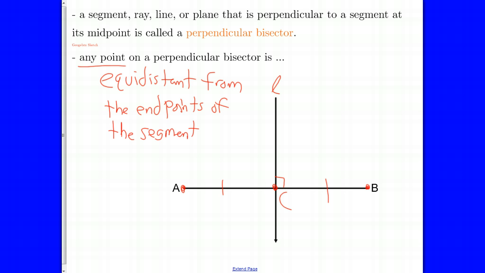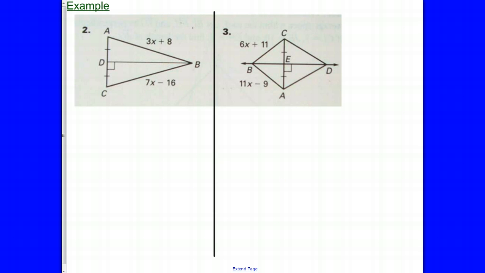So if I put a point on the perpendicular bisector, this distance will be the same as that distance to the other endpoint. That's the property of perpendicular bisectors. All right, so some examples here. Looking at example number 2, we have this triangle ABC. We have segment BD drawn in. So let's look at some given information.